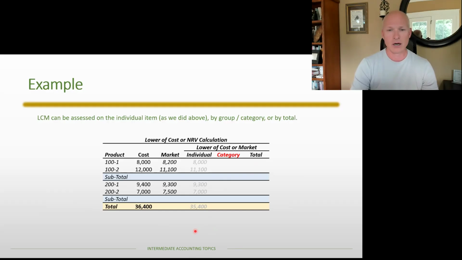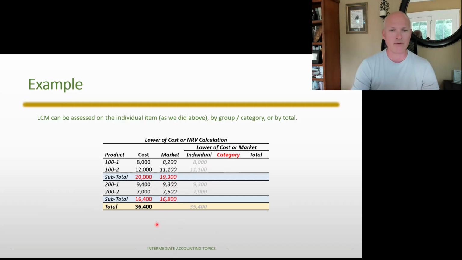When we look at category, we can see the total cost and the total market for each category. What we can see is that with the first one, the group of 100s, the market is lower, but with the 200s, the cost is lower. So by aggregating across category, what would have been a write down for this 200-1, we're not writing down anymore. So there's a little bit of a difference there, and that aggregation changes things a little bit.